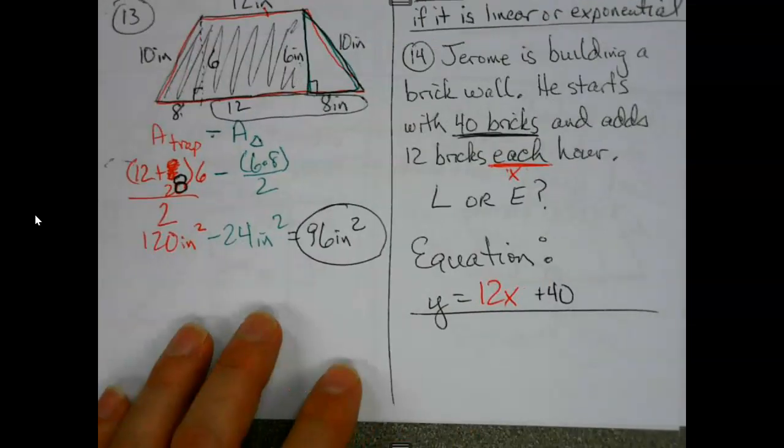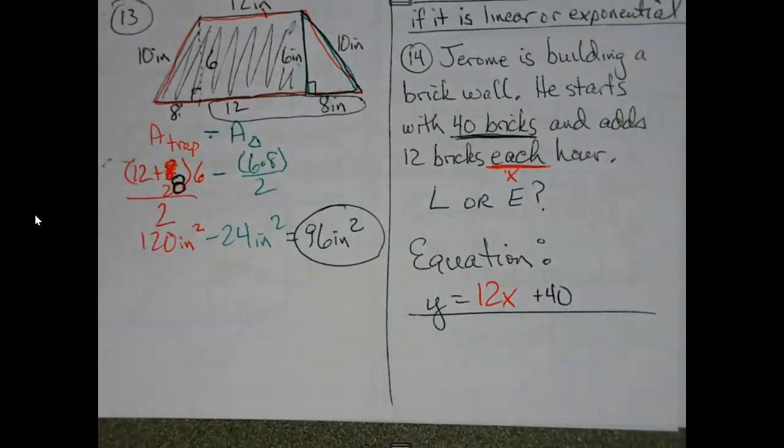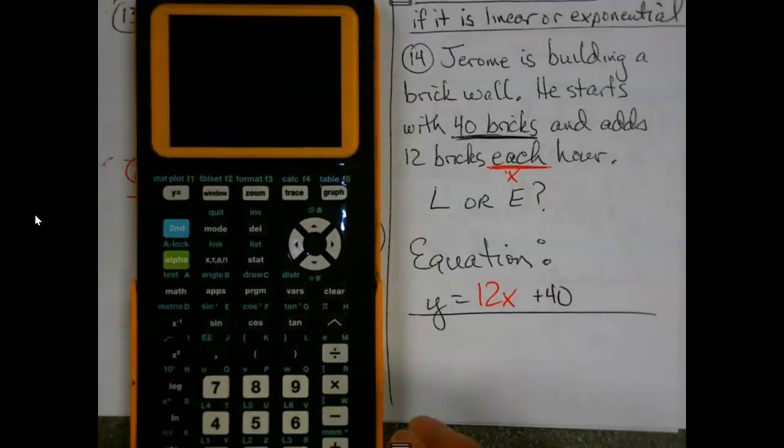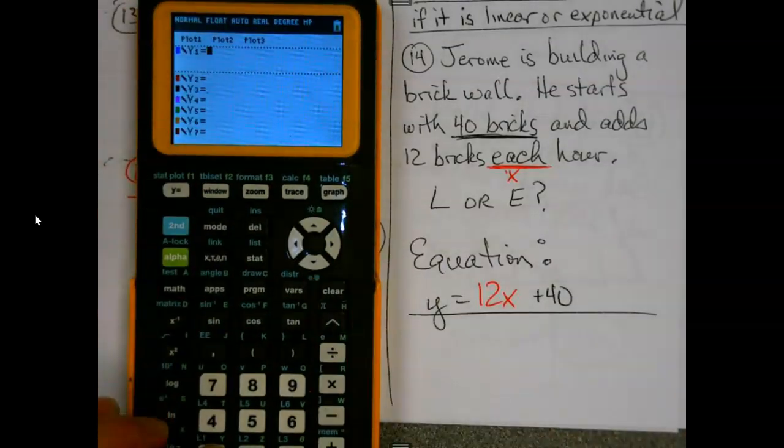So when I stop and I look at that, I go, okay, so at hour 0, when I'm just starting, if I plug in 0 for x, I get 40 out. That's what I started with. Okay, that makes sense. Now I can also plug in any amount of time that Jerome's been laying these bricks and know how many bricks are in the wall at that particular time, whether it's 2 or 10 or whatever it happens to be.